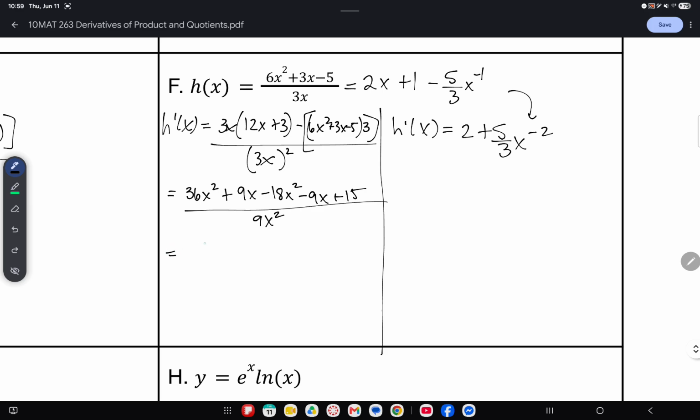Can combine some like terms, so 18x squared, the x's will cancel, plus 15 over 9x squared. And then if I were to simplify that even further, it's going to leave me with 2 and then 15/9 x squared down here. 15/9, I could reduce that even further. Divide them both by 3, 5/3, and that would be x to the -2, right? So it's a little bit more efficient to simplify first.